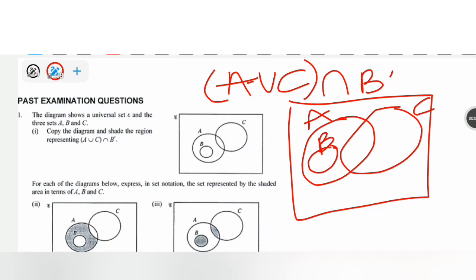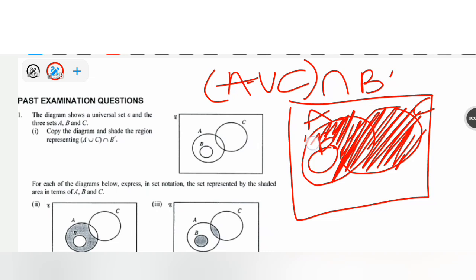So your shading should just cover A and go to C, something like this. You shade everything like this, but don't let your shading enter into B. It must not enter into B, because B has been cut out. B is primed. So this is what your answer will be like. Sorry about the shading, but this is just the basic idea. Okay.